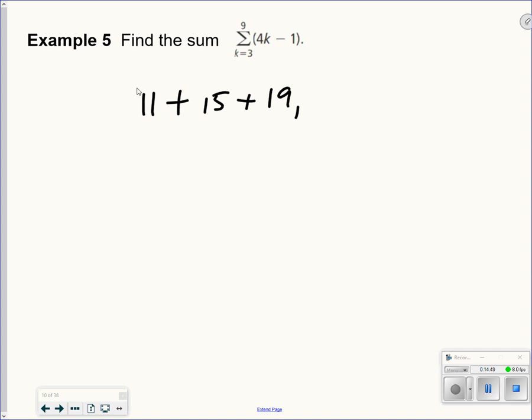6 in for n, I get 23, 7 in for n, 27, 8 in for n, 31, 9 in for n, 35. And then I'm going to get out a calculator and I'm going to add those up. So remember, summation notation is adding. So I'm going to take 11 plus 15 plus 19 plus 23 plus 27 plus 31 and plus 35.